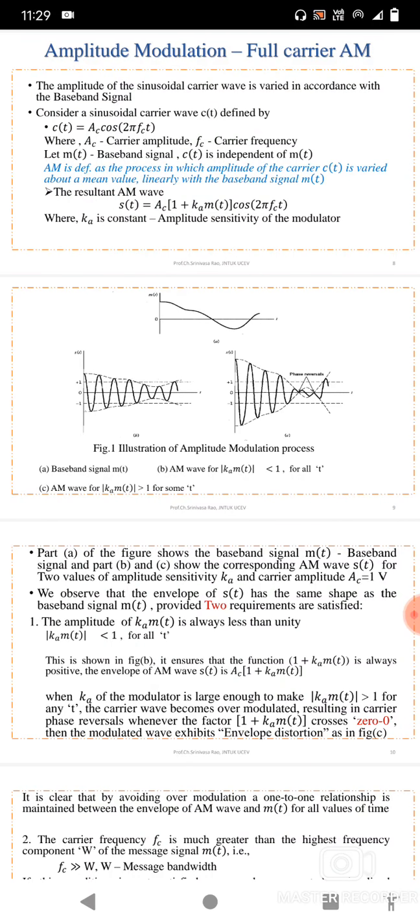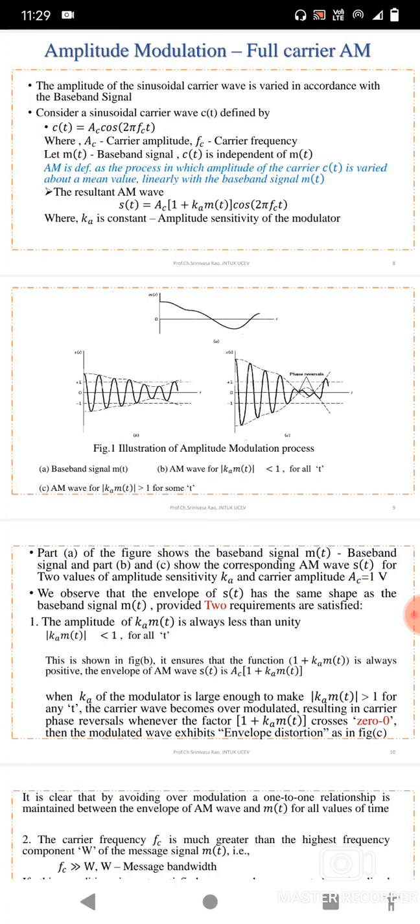The original signal is derived from the information source, called the baseband signal or message signal. Basically it is a low frequency signal. In amplitude modulation, the amplitude of the sinusoidal carrier wave, represented as c(t), is varied in accordance with the baseband signal or message signal, which is represented as m(t).